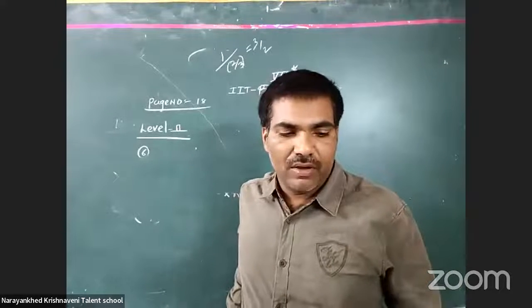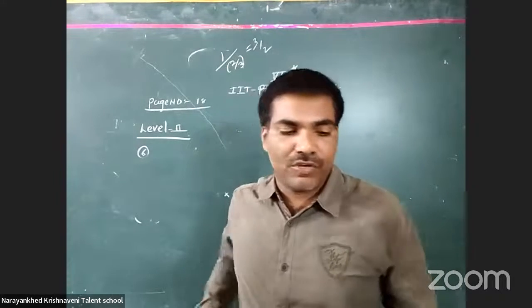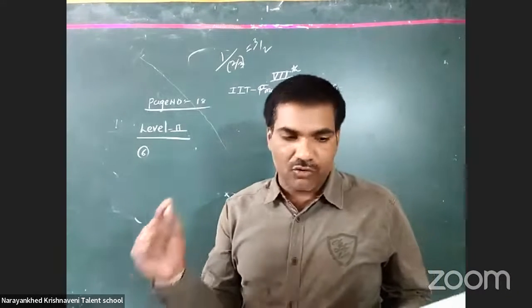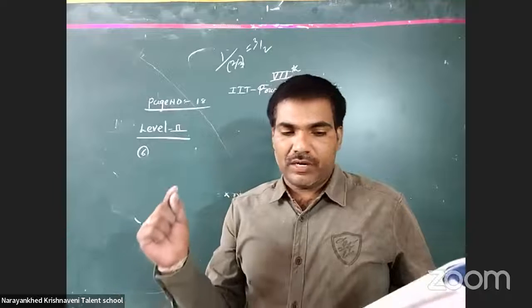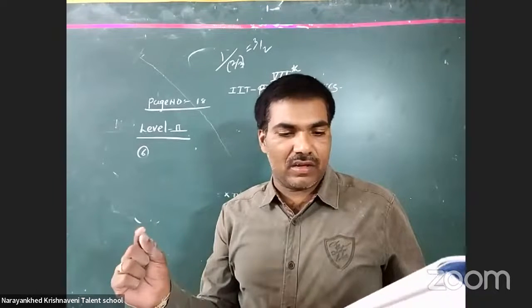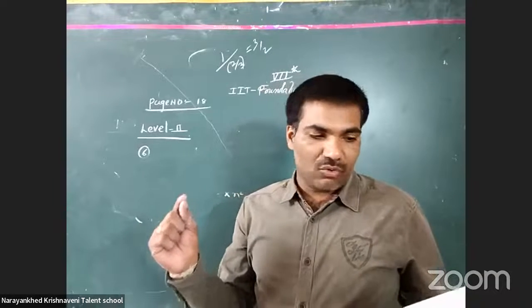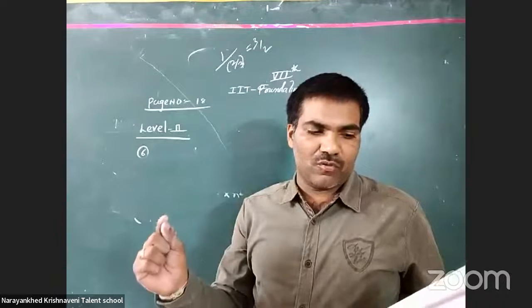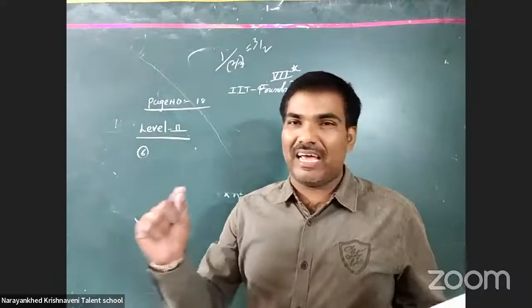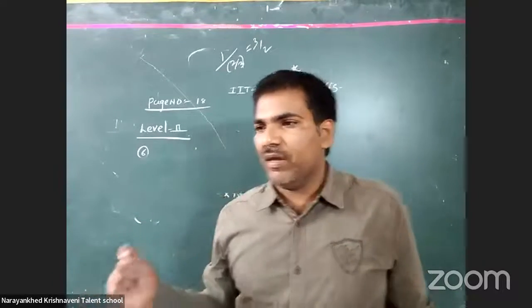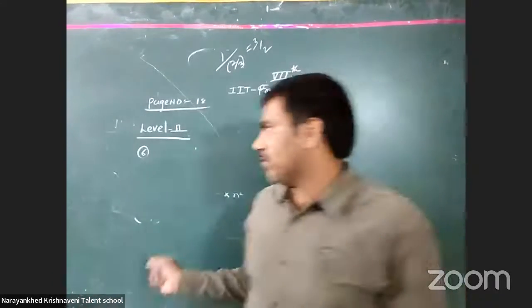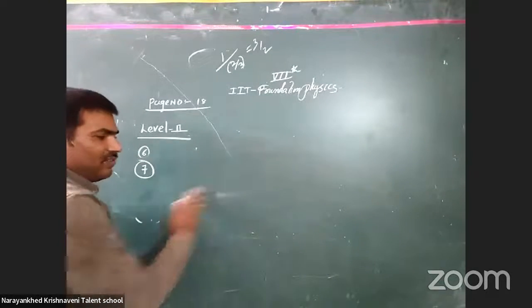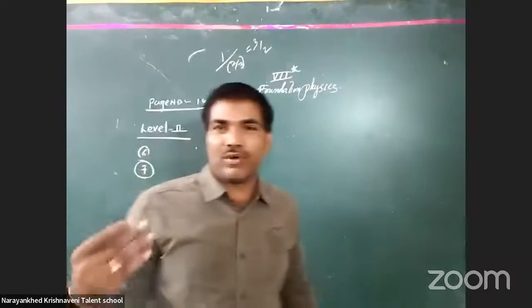A screw has a pitch equal to 0.5 mm. What should be the number of divisions on its edge so as to read correct up to 0.001 mm? Very, very important question, and somewhat difficult also, when you know the concepts of pitch, as well as I have already given this information.